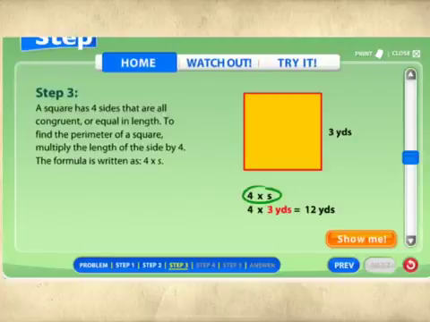A square, like Sam's painting, has 4 sides that are all congruent, or equal in length. To find the perimeter of a square, multiply the length of the side by 4. The formula is written as 4 times s. In this example, the length of a side of the square is 3 yards. To find the perimeter, multiply 3 yards by 4. The perimeter is 12 yards. We'll use this formula when we find the perimeter of Sam's painting. And you probably noticed that this is American, so that's why they're talking yards and inches, but the formula and the way you do it stays the same.